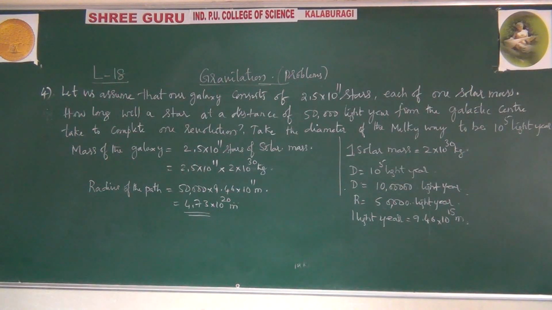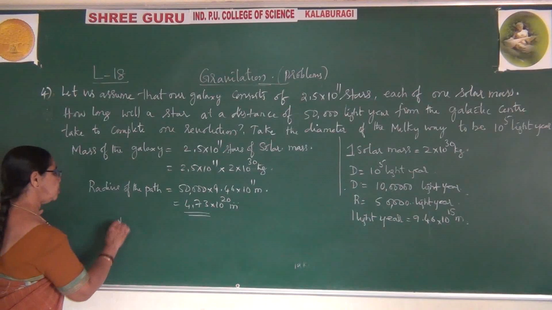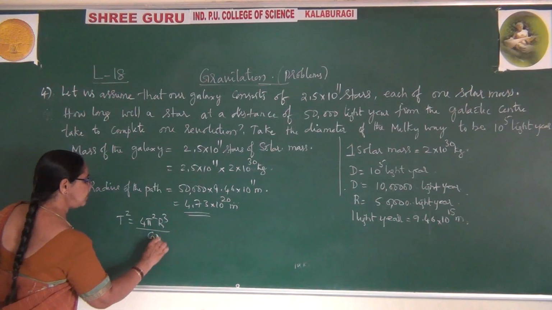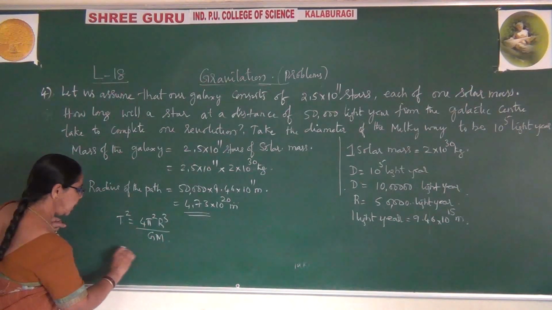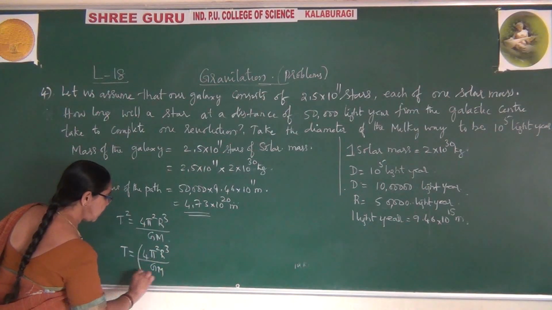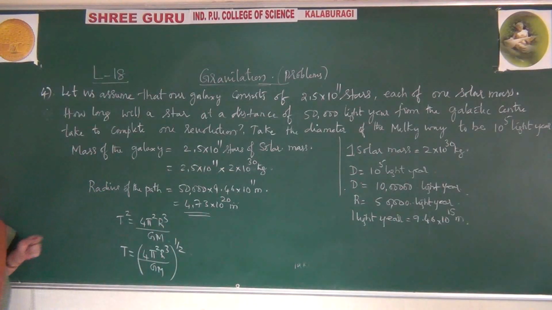Let me write the formula for this. It is T squared is equal to 4 pi squared r cubed divided by GM. But I want T. Therefore T is equal to (4 pi squared r cubed divided by GM) to the power of 1 by 2. I can write like this. Now using this, if I substitute all these values, we get the value.